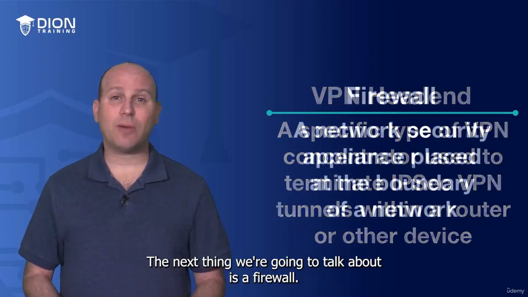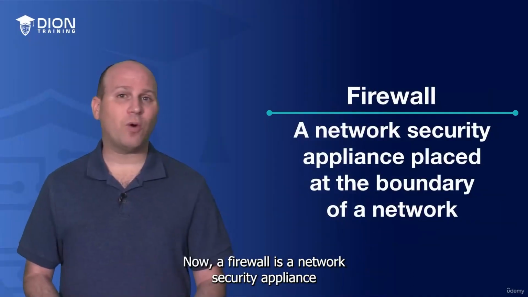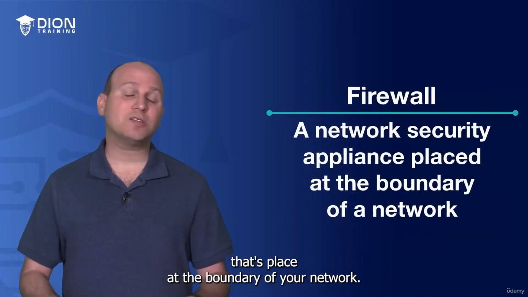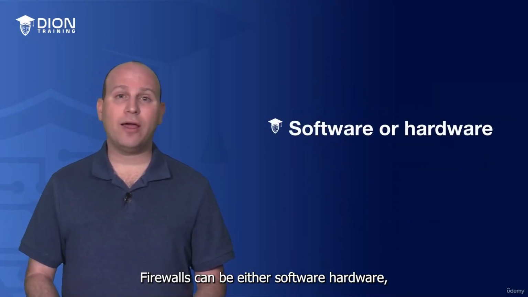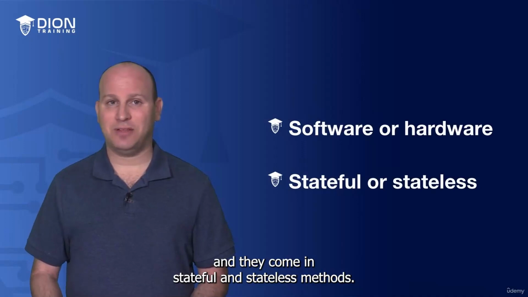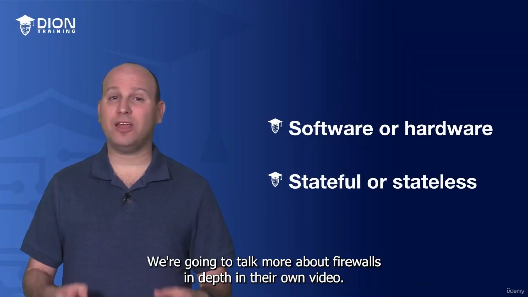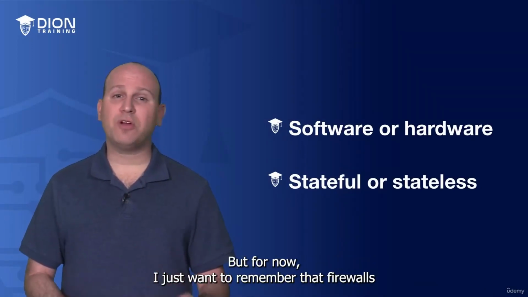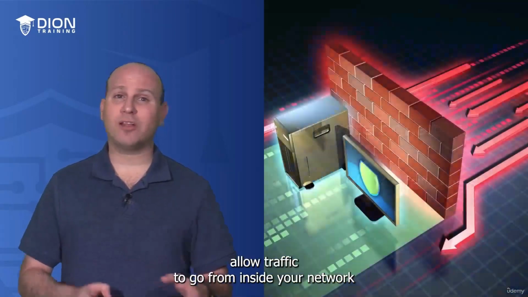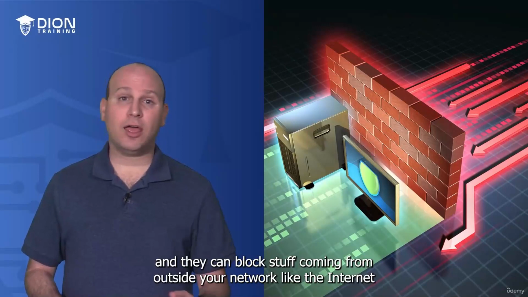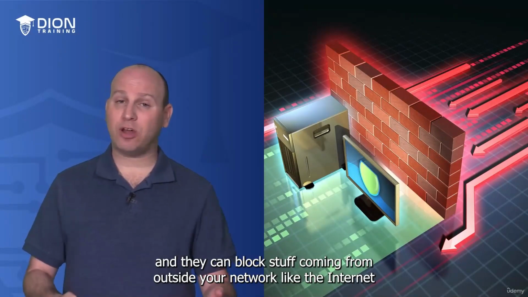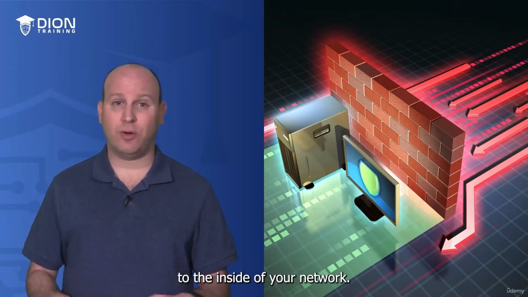The next thing we're going to talk about is a firewall. Now, a firewall is a network security appliance that's placed at the boundary of your network. Firewalls can be either software or hardware, and they come in stateful and stateless methods. We're going to talk more about firewalls in depth in their own video, but for now, I just want you to remember that firewalls allow traffic to go from inside your network to outside your network, like to the internet, and they can block stuff coming from outside your network, like the internet, to the inside of your network.